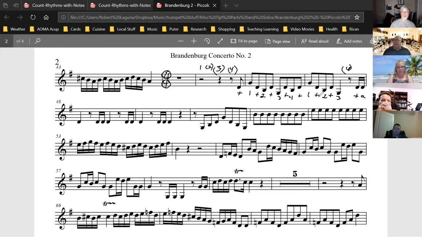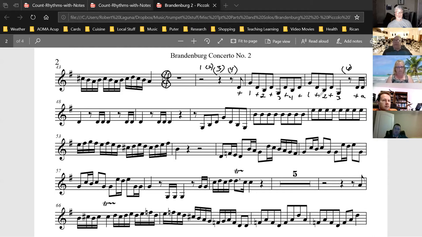And the way that I would count that is I would start with the rest, and I would just conduct it to myself and go one, two, three. And one and two and three and four and one and two and three and up.